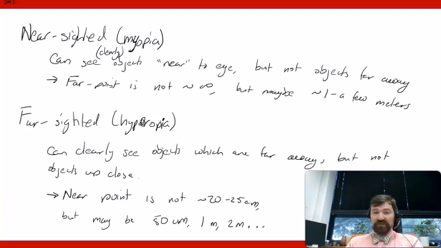So how do we correct these? Oh, I should also mention it's possible to have both nearsightedness and farsightedness simultaneously. For that, you would end up needing a set of bifocals.